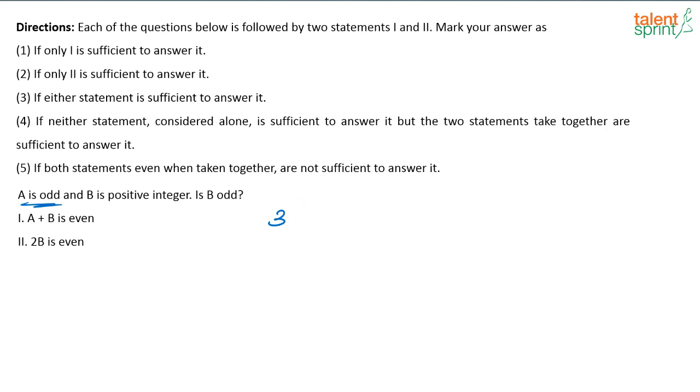Okay. So what is 3? See, if A is an odd number, and B was also an odd number, what is my answer? My answer will be 8. If B was an even number, let's say 4, then the sum is 7, right? So when they say that A plus B is even, what does that mean?